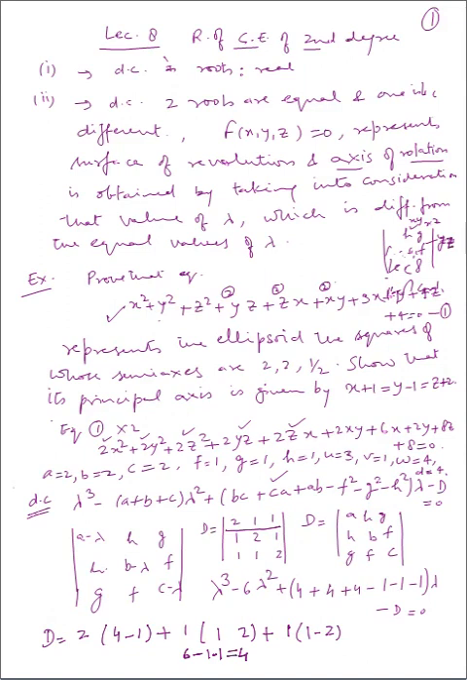So this is the value of d. Now we got the equation lambda cube minus 6 lambda square, and this comes 9, plus 9 lambda minus 4 is equal to 0. Now if we factorize lambda cube minus 6 lambda square plus 9 lambda minus 4 is equal to 0.